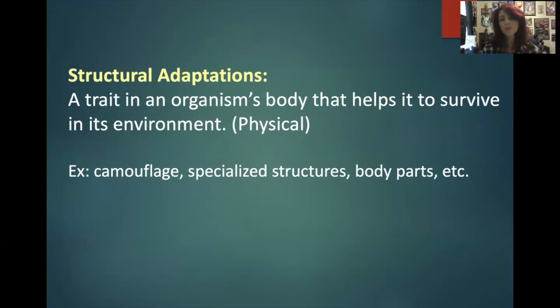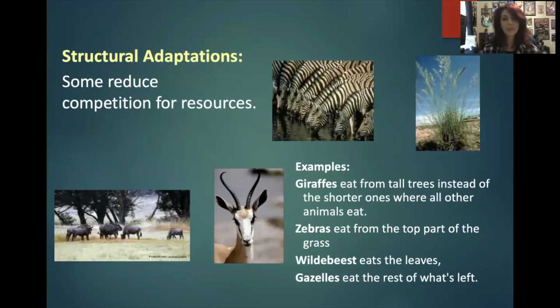We can talk about structural adaptations, and this is a trait in an organism's body that helps it to survive in its environment. So this is a purely physical type of adaptation. This could be things like camouflage in an organism, their fur color or coat. This could be specialized structures. So if you have an appendage that makes you look like a twig, for example, if you're a stick bug. This could be body parts. Here's some specific examples of structural adaptations.